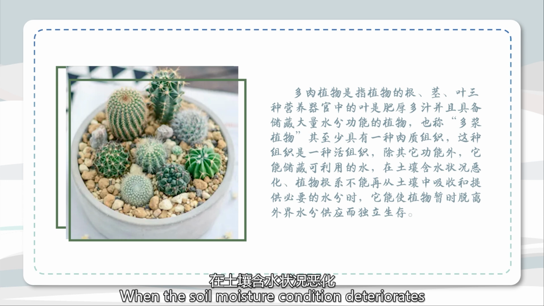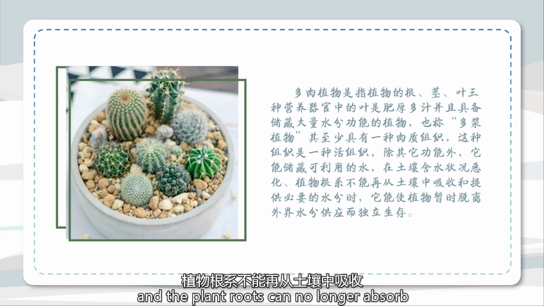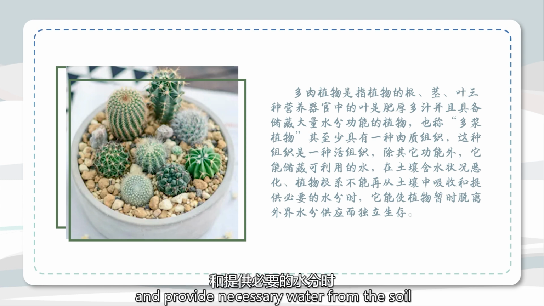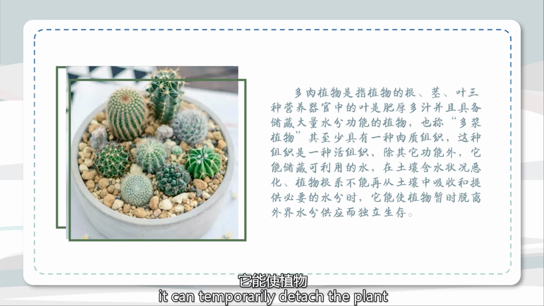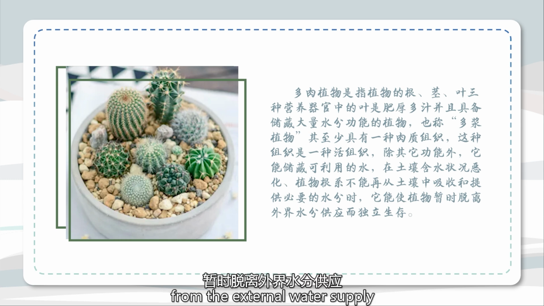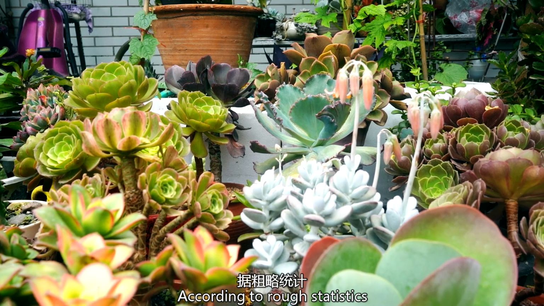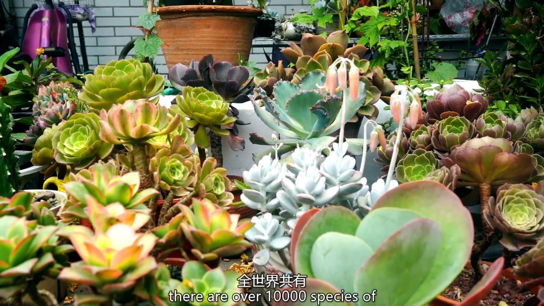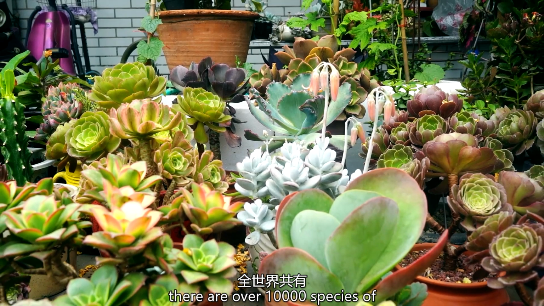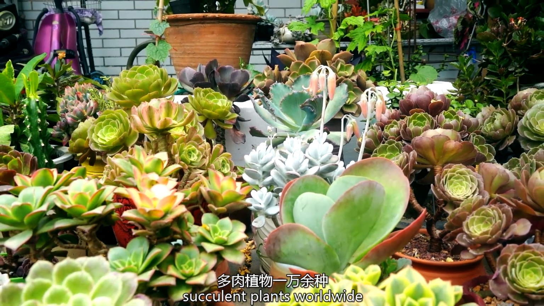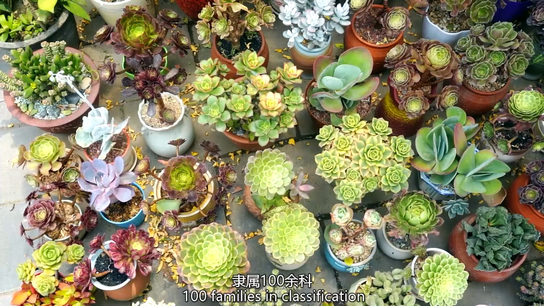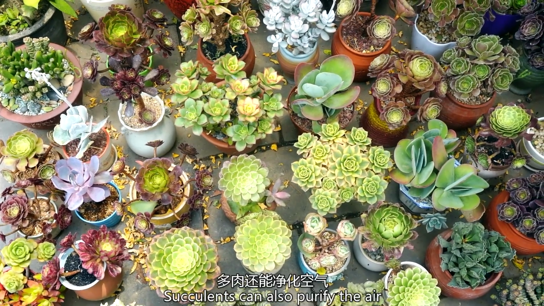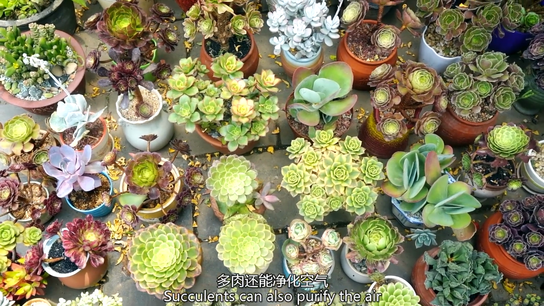When the soil moisture condition deteriorates and the plant roots can no longer absorb and provide necessary water from the soil, it can temporarily detach the plant from the external water supply and survive independently. According to rough statistics, there are over 10,000 species of succulent plants worldwide, belonging to more than 100 families in classification. Succulents can also purify the air.